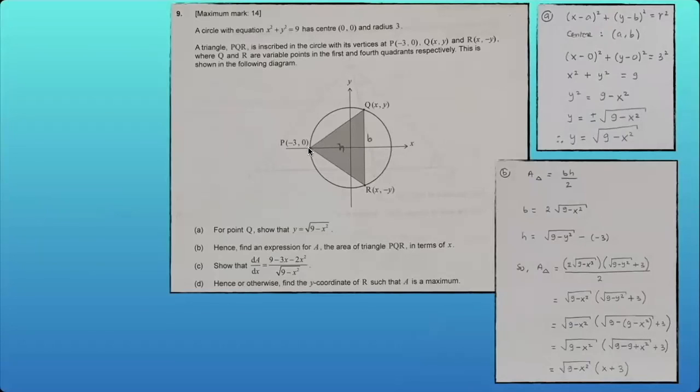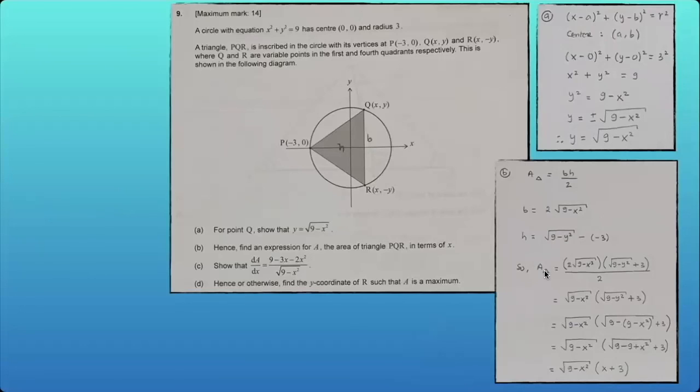Moving on to the height. Height is equal to that point there, which is square root of 9 minus y squared, subtracted by negative 3. How to find this is easy. From here, rearrange such that x is the subject. And here what we want is positive x, because that point is located at the positive x axis. So there you go. That's how you find that x coordinate.